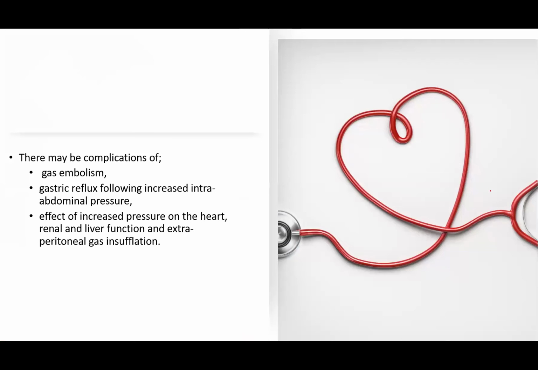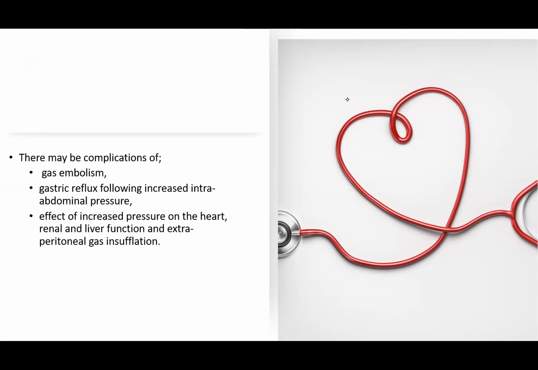Now, carbon dioxide insufflation may have complications of gas embolism, as we mentioned, and gastric reflux following increased intra-abdominal pressure. That's why you sometimes need to pass an NG tube to empty the stomach, because the patient might have reflux and post-operatively might even have heartburn. So you pass an NG tube and empty the stomach. First, it will give you more room to manipulate if you are working in the upper abdomen, for example, in gallbladder surgery, and also it will prevent the reflux that causes heartburn.